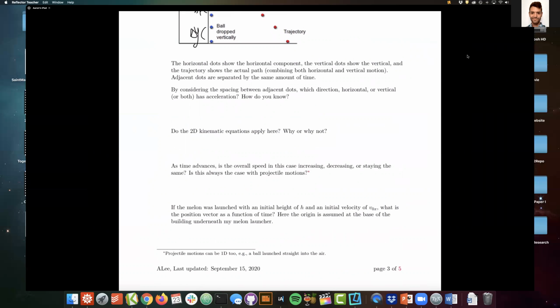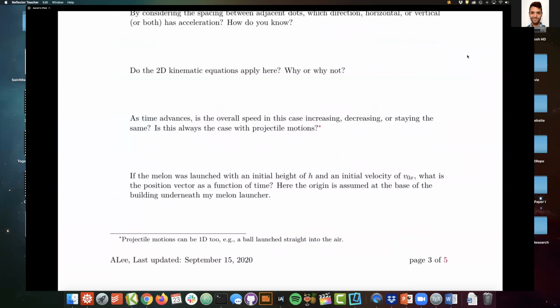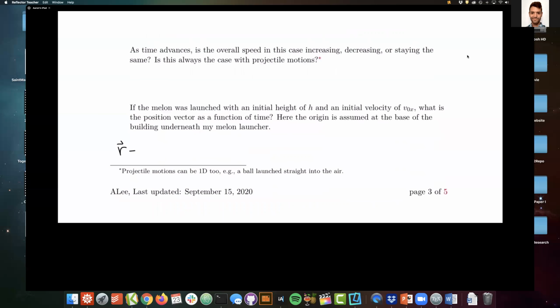The melon is launched from initial height h with some initial velocity. What is the position vector as a function of time? So in this case, the kinematic equations say that the position r is given by the position x and y as a function of time, which by the kinematic equations is the initial x plus the initial velocity in the x times t plus 1/2 the acceleration in the x direction times t squared. And then similarly for the y component. That is the general answer.